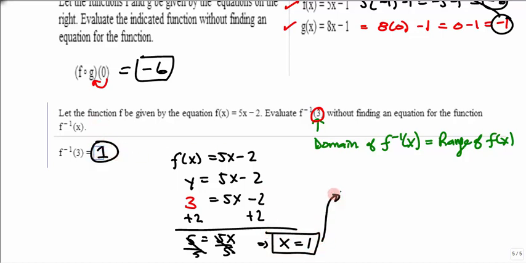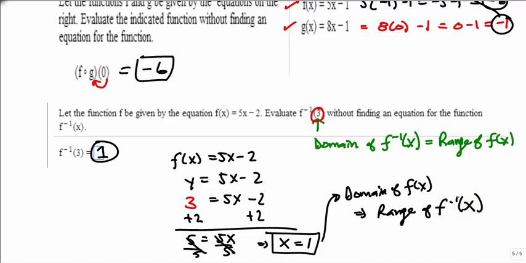This value of 1 is the domain of f of x, which means it is the range or the output of f inverse of x. So it's a little bit tricky. You need to remember to swap those around when you're working this problem. And when you swap the domain and the range, it helps you to find the functional and the inverse value without actually knowing what the inverse was. Okay, last problem.